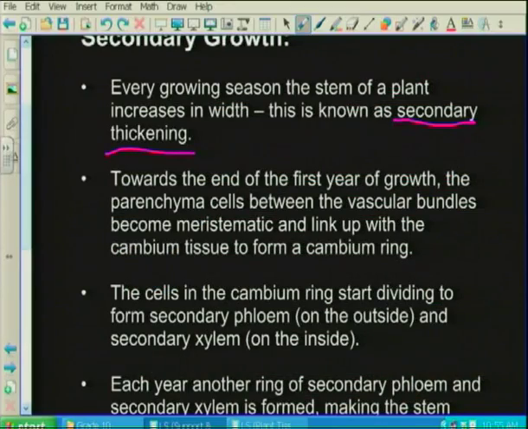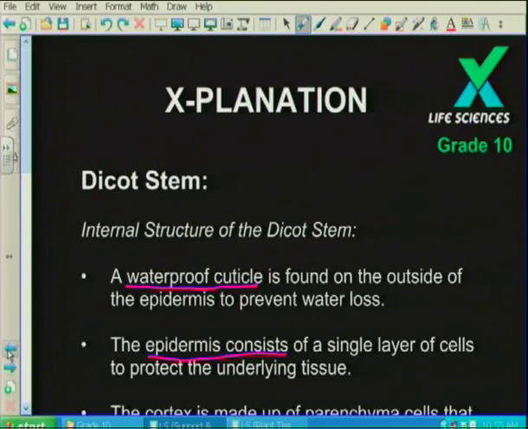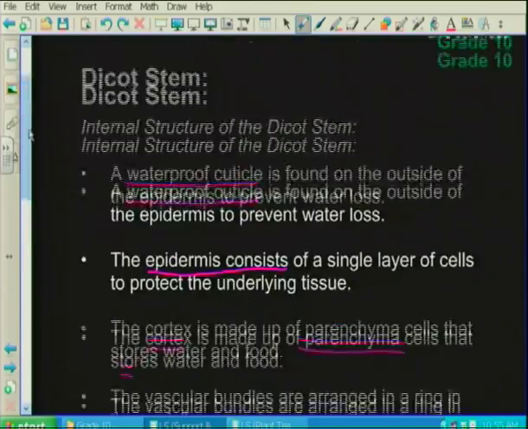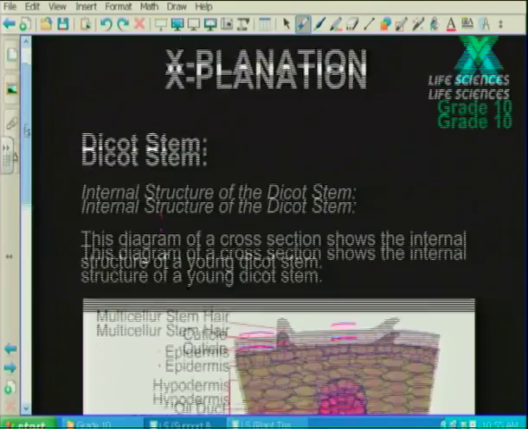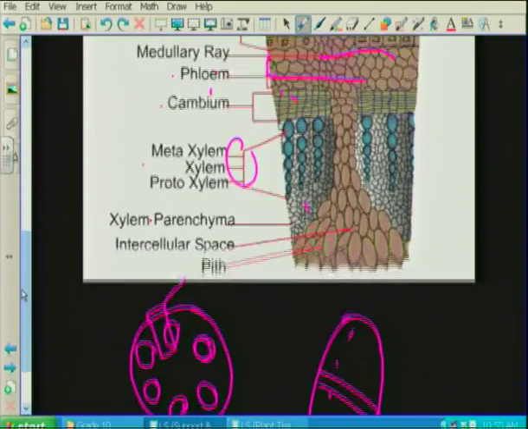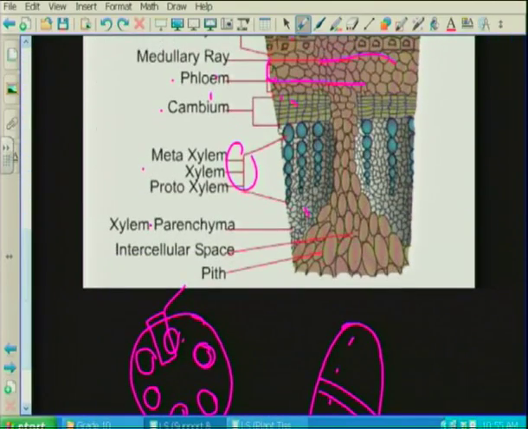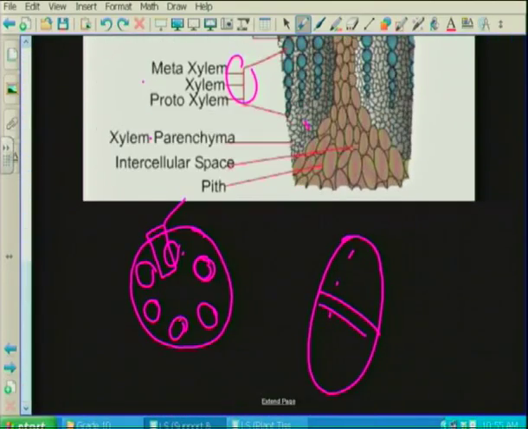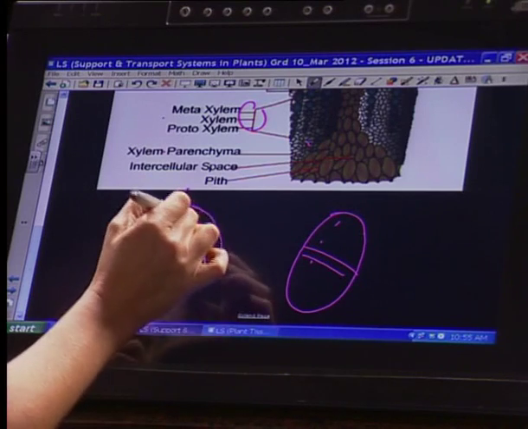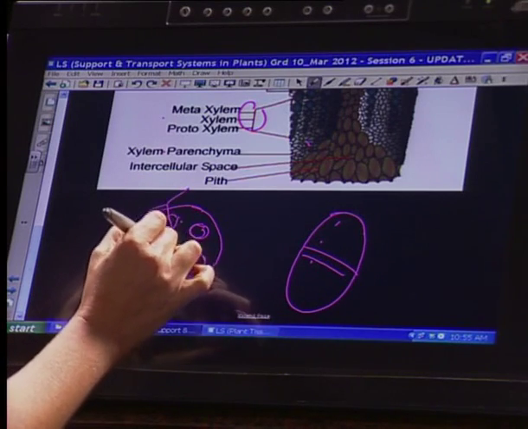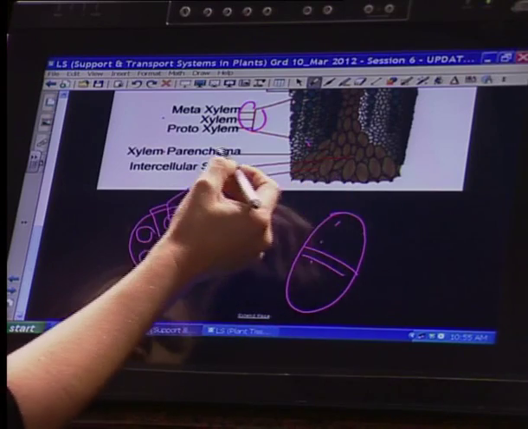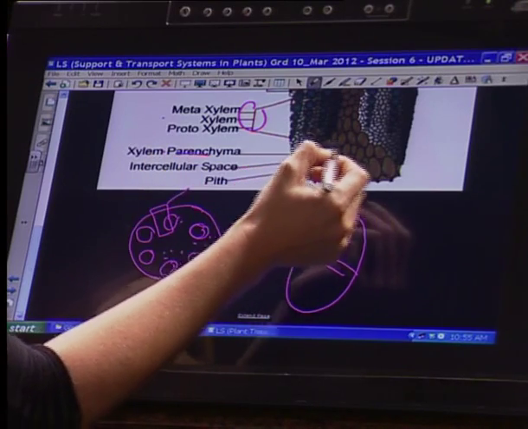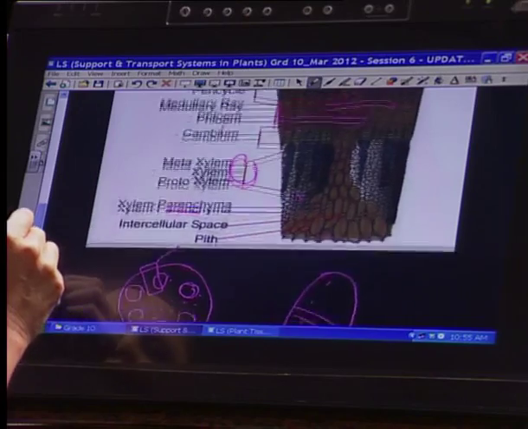So what happens is, towards the end of the first year of growth, the parenchyma cells between the vascular bundles. Now remember, where is this? Let's just reorganize ourselves. Where are the parenchyma cells between the vascular bundles? This is all parenchyma cells. This is your vascular bundles. And these are all parenchyma cells in between there. All this is parenchyma cells. You see there, xylem parenchyma. All these cells are parenchyma.